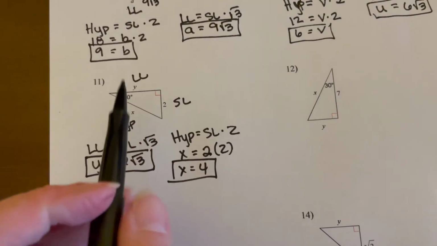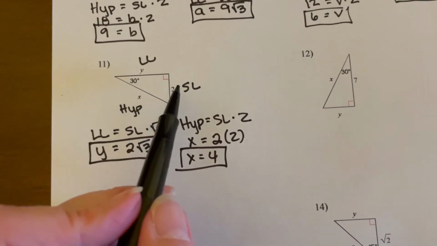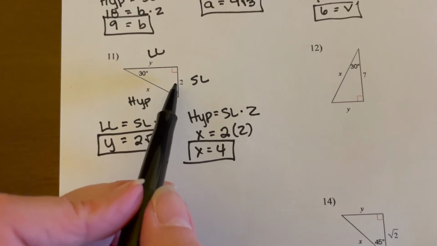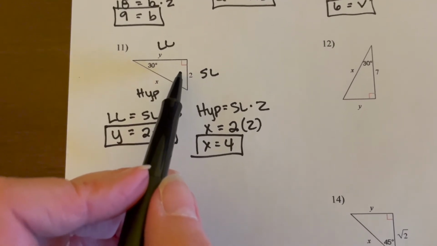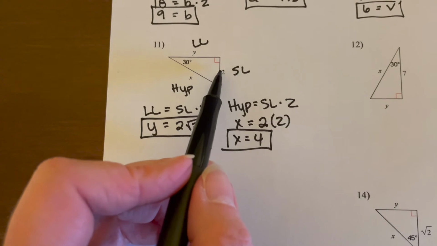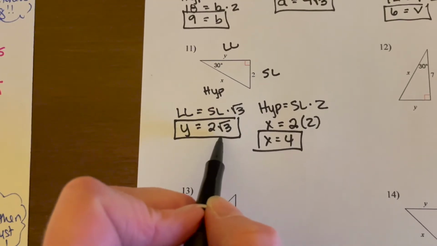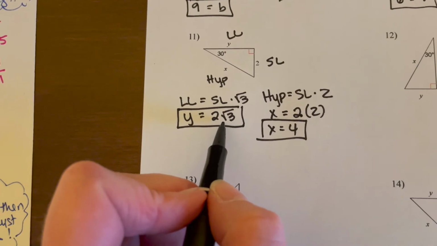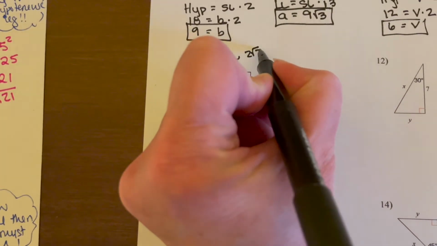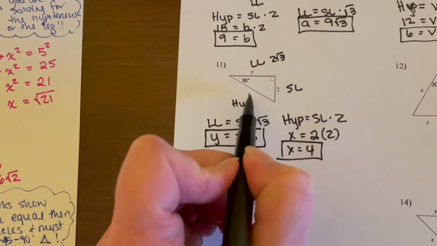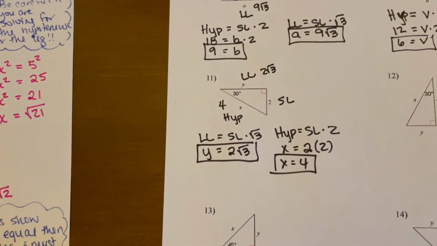Okay, so this problem actually is pretty straightforward because they give us the short leg to start with. These are the easiest kind of problems. So you just take your short leg times root 3 to get to the long leg. So I get 2 root 3 for the long leg. And then 2 times 2, I get 4 for the hypotenuse.